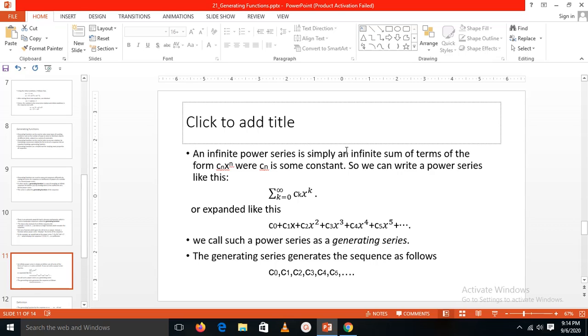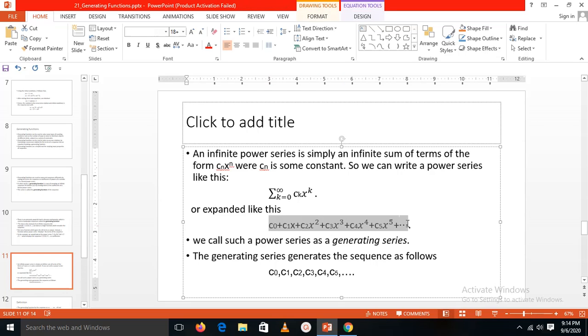An infinite power series is simply an infinite sum of terms of the form c_n x raised to n, and in that c_n is called a constant. So we can write a power series like this: summation k equal to 0 to infinity c_k x raised to k. This can also be expanded as c0 + c1x + c2x^2 + c3x^3 + c4x^4 + c5x^5. So this series is called a generating series.